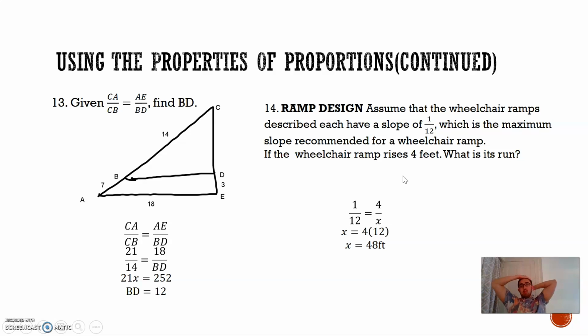Okay. Assume that a wheelchair ramp described each have a slope of 1/12, which is the maximum slope recommended for a wheelchair ramp. If the wheelchair ramp rises 4 feet, what is the run? So that means 1 to 12 must equal 4 over x. If you cross multiply, you get 12 times 4 must equal x. Okay? And then when you multiply it out, you get x must equal 48 feet.